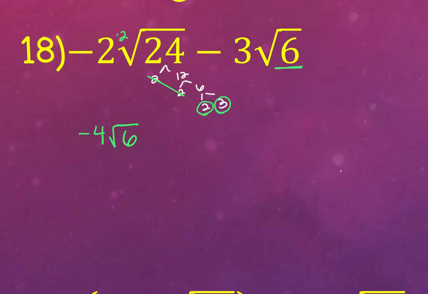Square root 6 cannot be simplified, so I leave that minus 3 square root 6. It would be 2 and 3, but nothing would repeat, right? So it would stay. And now they are like terms. They both have a square root 6, so I do negative 4 minus 3, which is? Negative 7 square root 6.